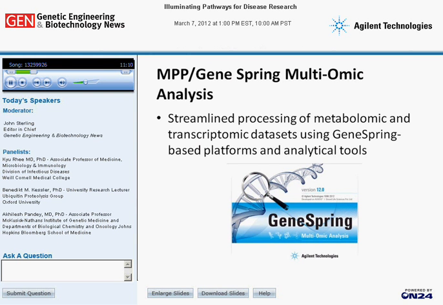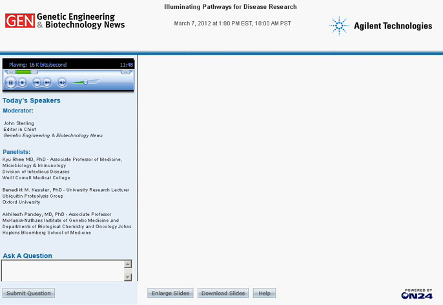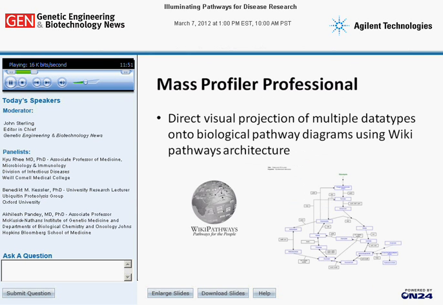So to do this, we collaborated with Agilent to guide the development of the so-called Mass Profiler Pro / GeneSpring multi-omic software analysis tool as both a practical as well as conceptual means of merging metabolomic and transcriptomic data sets, so that in a single software package we'll be able to co-manage both types of data sets using the existing and already proven power of GeneSpring-based platforms and analytical tools, and then to not only process the primary data within the same software package, but then to be able to, next slide, directly visualize the integrated data sets by projecting them onto biological pathway diagrams.